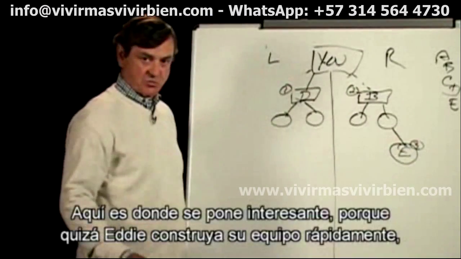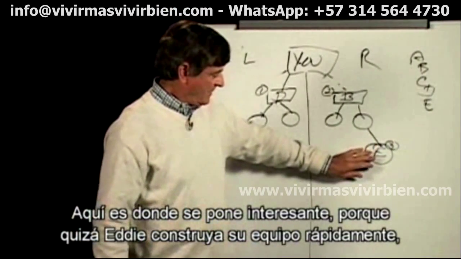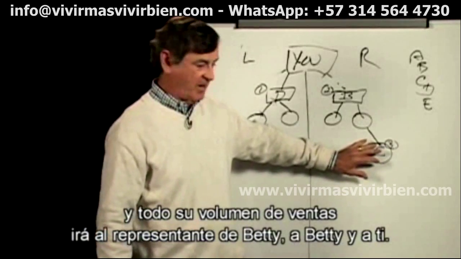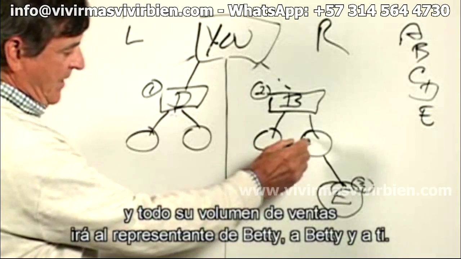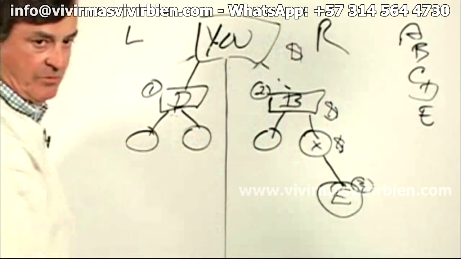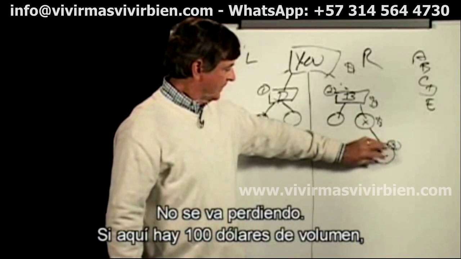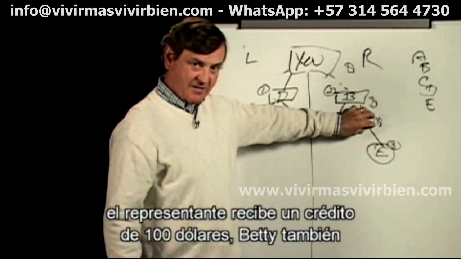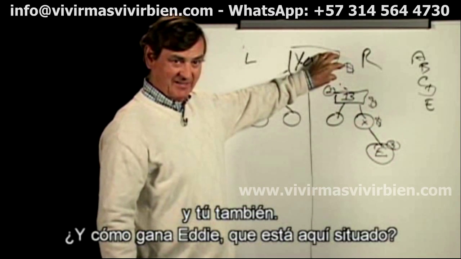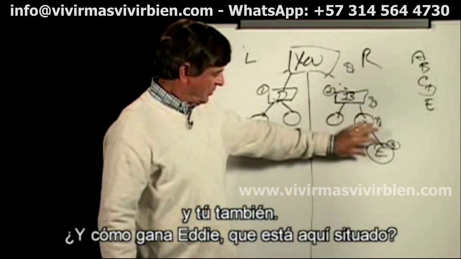Now, here's where the spillover volume is kind of interesting because Eddie might start building his team pretty quickly. Well, all of his sales volume accrues to Betty's rep here, to Betty, and to you. It doesn't water down. So if there's $100 in volume here, this rep gets $100 credit, Betty gets $100 credit, and you get $100 credit.